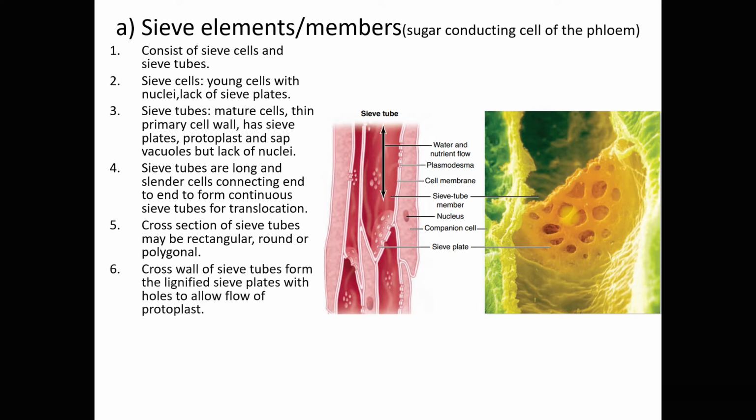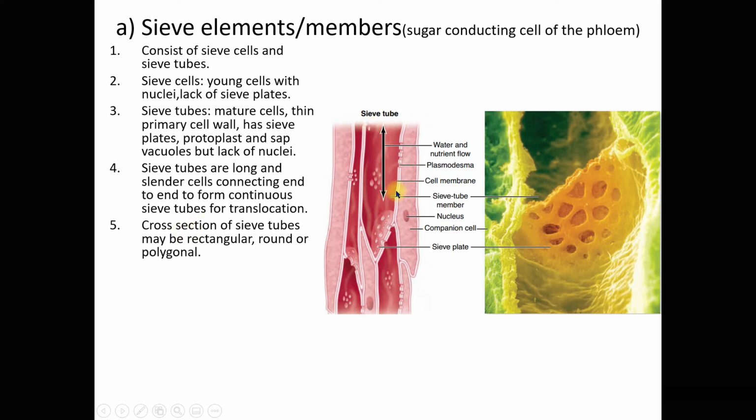Now, the cross wall of the sieve tubes. Sorry, class. This is the sieve plate. I guess I'm so tired already. This is a sieve plate. This is the sieve tubes. Let me rephrase on point number 5. A cross section of this sieve tube.